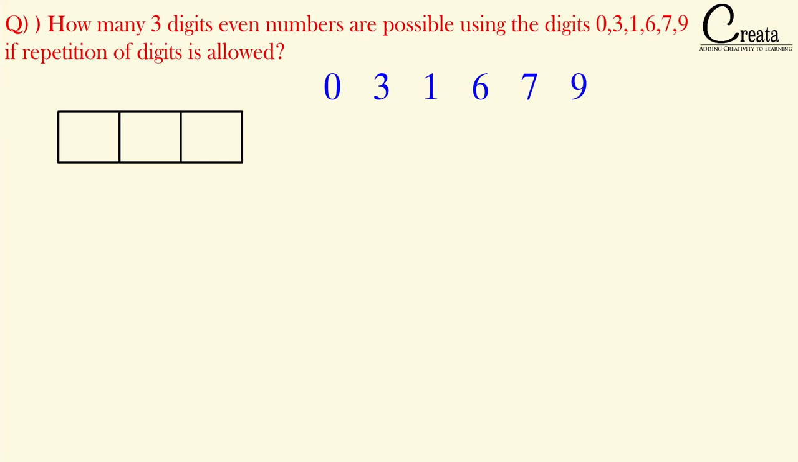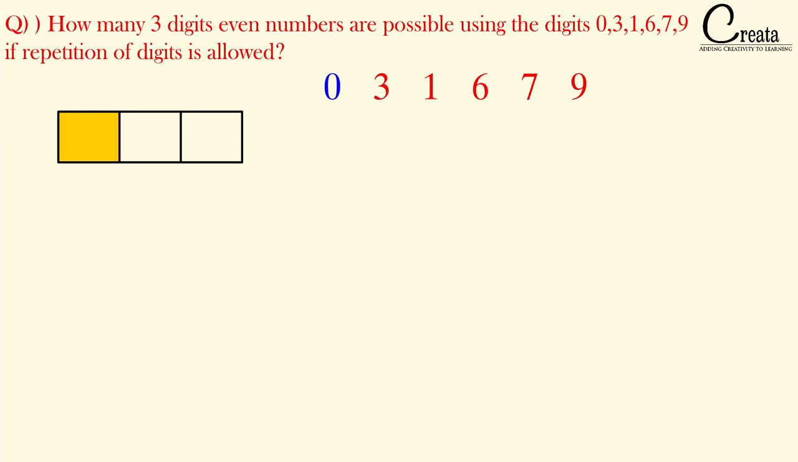Let's approach the question. We will start with the first slot. In the first slot, how many numbers can fit in? It is a 3 digit number, so we can fit the numbers 3, 1, 6, 7, 9. The number 0 cannot fit in the first slot. Why? Because if we put the number 0 in the first slot, it will be a 2 digit number. And in the question, we have to find the 3 digit number. So we cannot put the number 0 in the first slot.